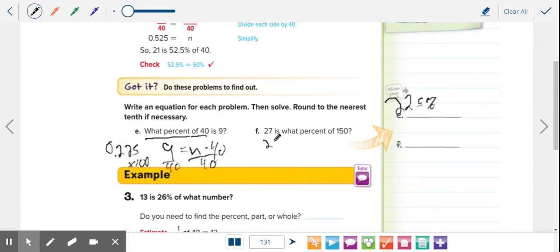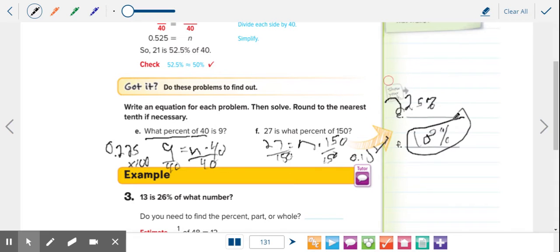All right, now, second one. We know 27 is the part. We don't know the percent again. We know 150 is the whole. Same thing, divide by 150. Okay, 27 divided by 150 is 0.18. Turn that to a percent, times 100, is 18%.